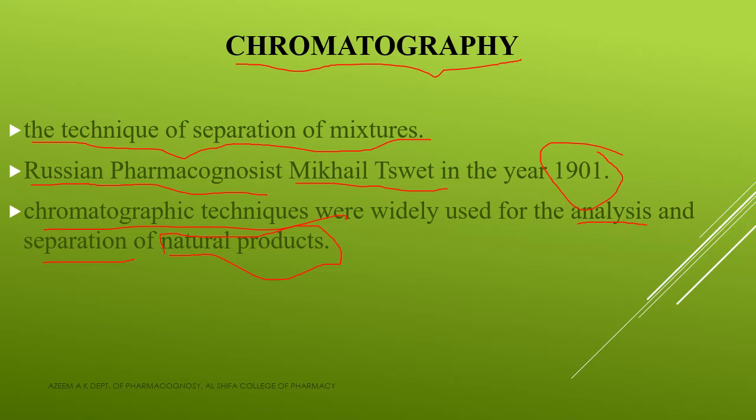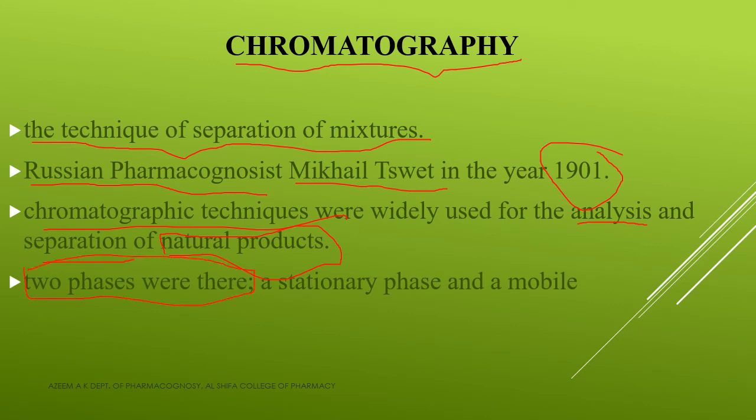Clear? Now the next point is, in chromatography generally two phases are there. So here the substance is dissolved, or it is distributed between two phases. The first one is a stationary phase, and the second one is a mobile phase. Clear? So two phases are there in chromatography. One is a stationary phase and the second one is a mobile phase. Clear? So chromatography is the technique of separation of mixtures from a particular substance.